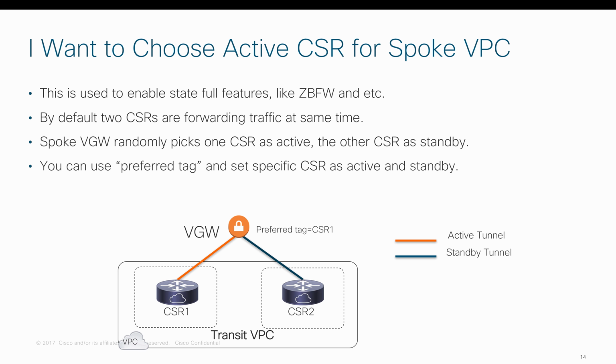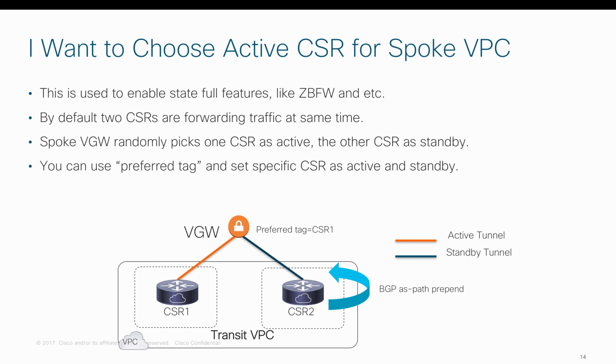So what we offer in the CloudFormation template is a preferred tag value you can define. With that preferred tag, you can just add it to the VGW, and then you give the value as CSR1, then the CSR1 will be preferred. If you change to CSR2, the CSR2 will be preferred. In this case, we put CSR1, and let's take a look at what is happening underneath.